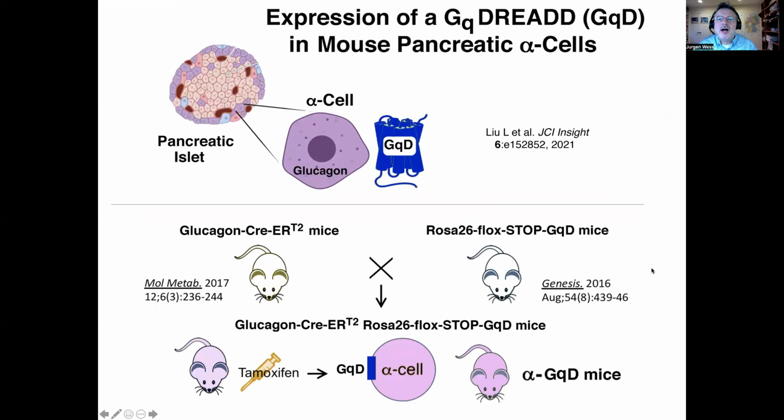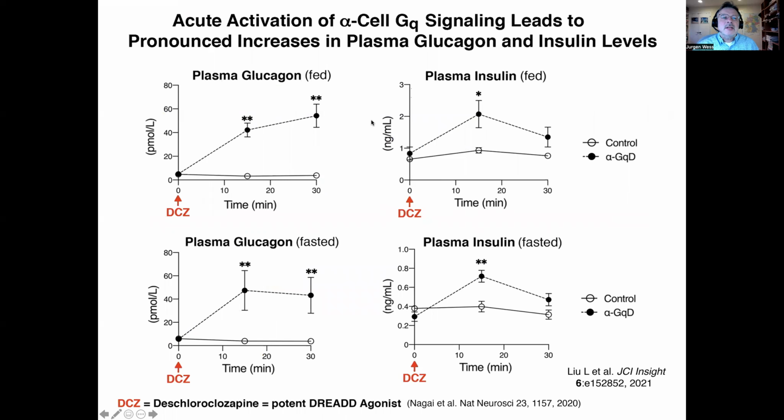We next wanted to explore other G protein pathways that are operative in alpha cells. We next generated a mouse that expressed the Gq DREADD selectively in pancreatic alpha cells using the mating scheme shown below. In this case, we injected control mice and the alpha-Gq DREADD mice, or short alpha-GqD mice, with another DREADD agonist, DCZ. This is a recently developed CNO derivative. It is metabolically more stable than CNO and also is about 100 times more potent.